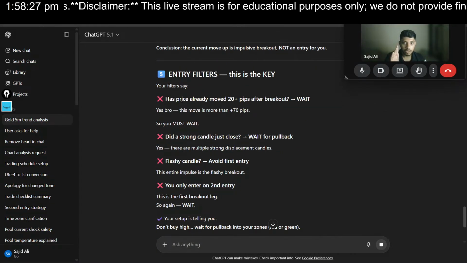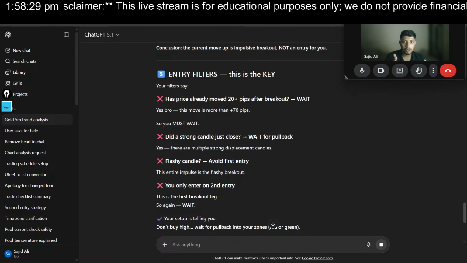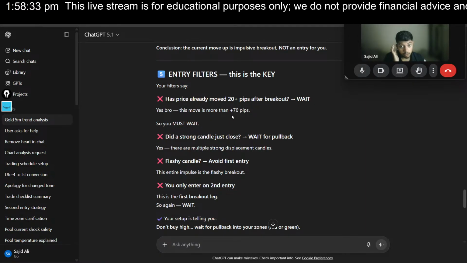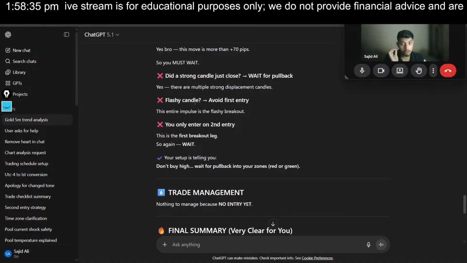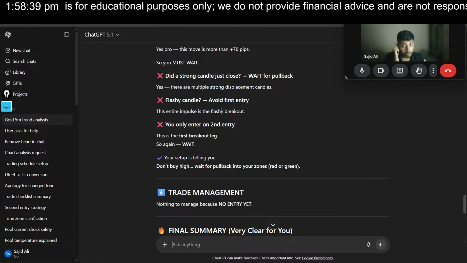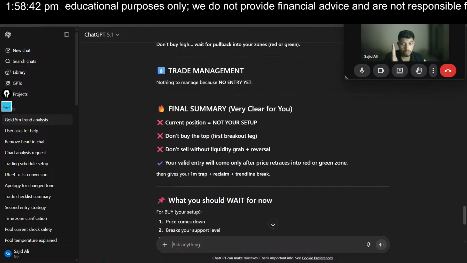Okay, I'll just tell him that this is my setup. I'll go through it, and it tells each and everything: the time window, how to mark the levels, bias confirmation, then entry required for the trap. Everything is figured, now this model knows what I'm trading. For example, has the price already moved 20 plus pips? Yes bro, this price has moved more than 70 pips, you must wait. Did a strong displacement candle close? Yes, a strong displacement candle. So each and everything he knows now.